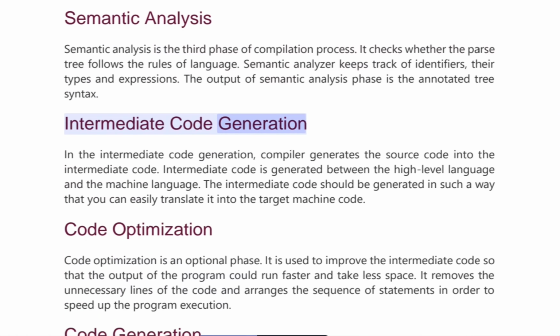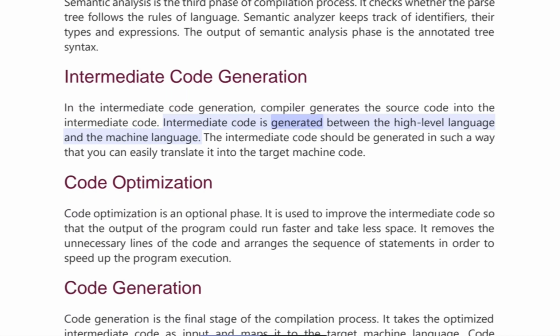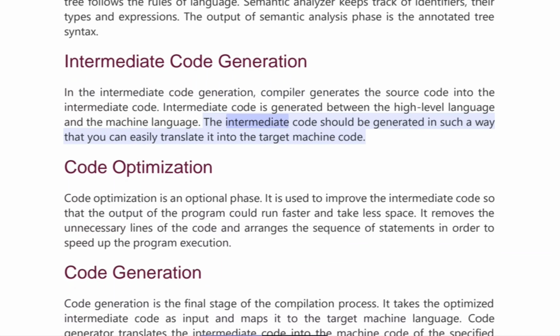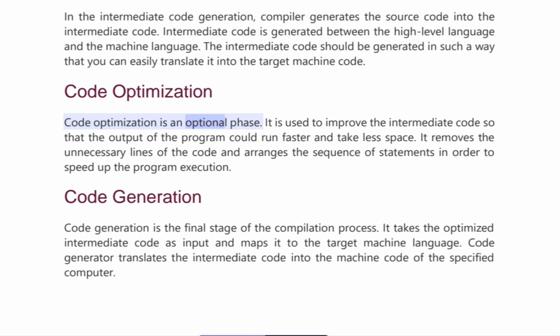Intermediate code generation. In the intermediate code generation, compiler generates the source code into the intermediate code. Intermediate code is generated between the high-level language and the machine language. The intermediate code should be generated in such a way that you can easily translate it into the target machine code.